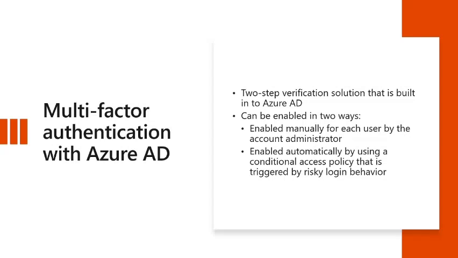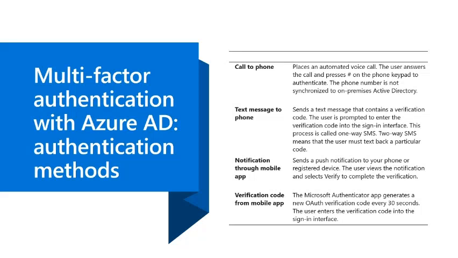So it can be enabled in two ways: enabled manually for each user by the account administrator, or enabled automatically by using a conditional access policy that is triggered by risky login behavior. Risky login behavior is something like logging in to your company portal outside of the company network. That means you are not inside the company network, and it will automatically trigger multi-factor authentication. It includes a call to a phone, a text message to a phone, a notification through the mobile app, or a verification code from the mobile app.